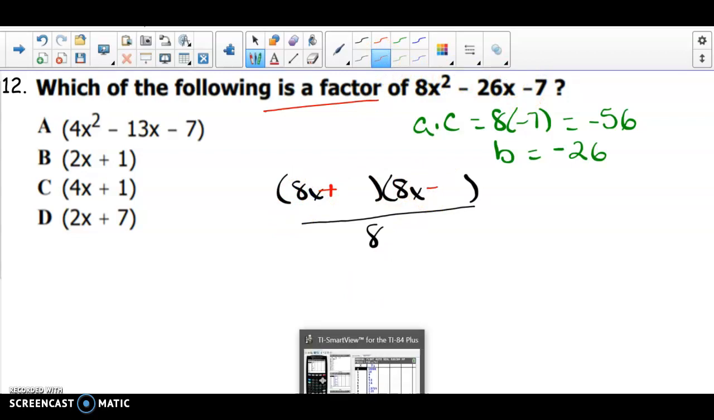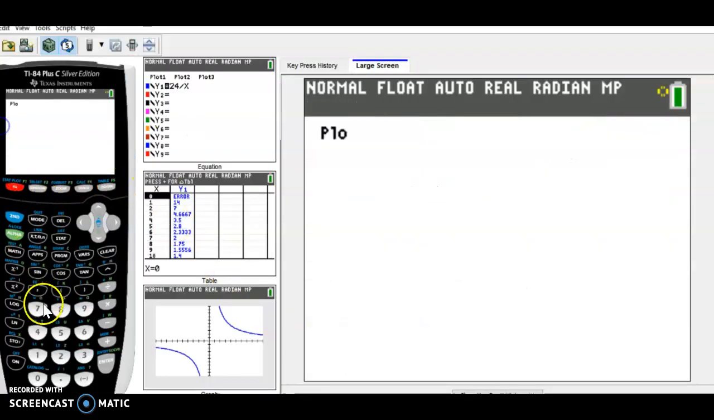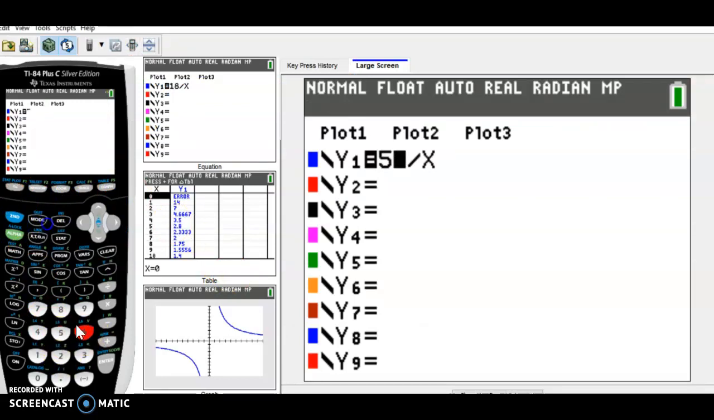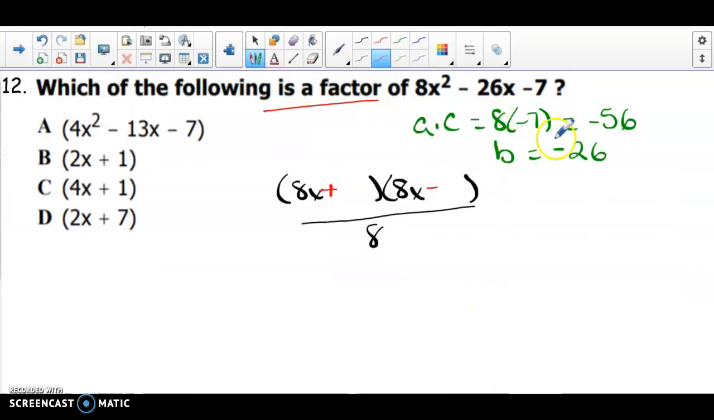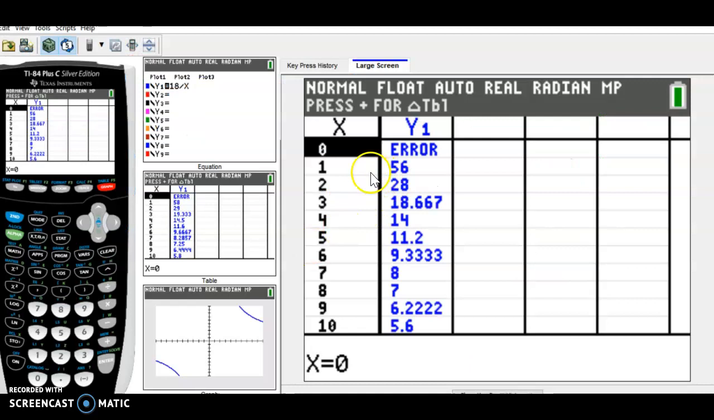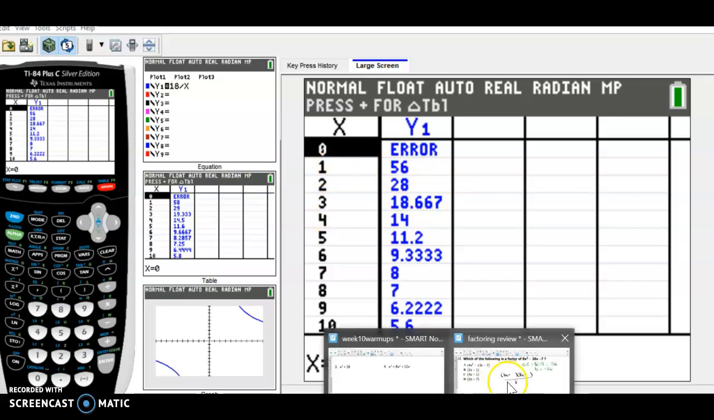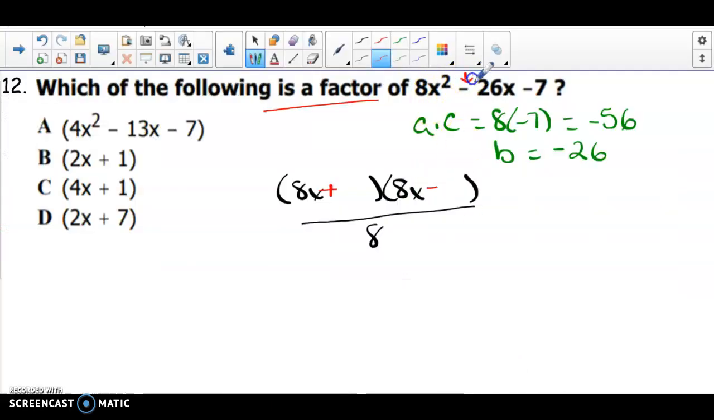And let's look at factors of 56. So we need factors of 56 so that when we subtract them, we get 26. Multiply to get 56, that when we subtract, we get 26. And there we go, 2 and 28. And remember, this sign here tells us that the largest one is going to be negative.